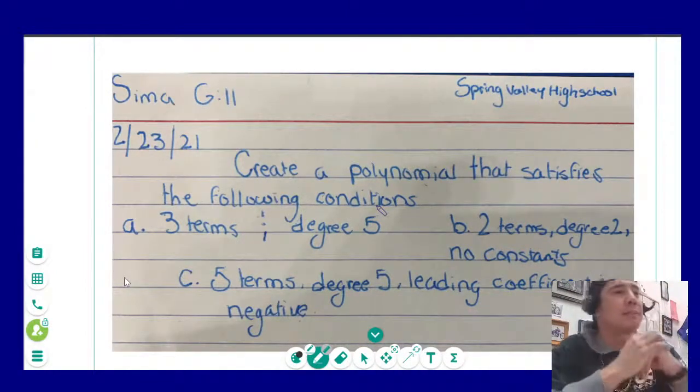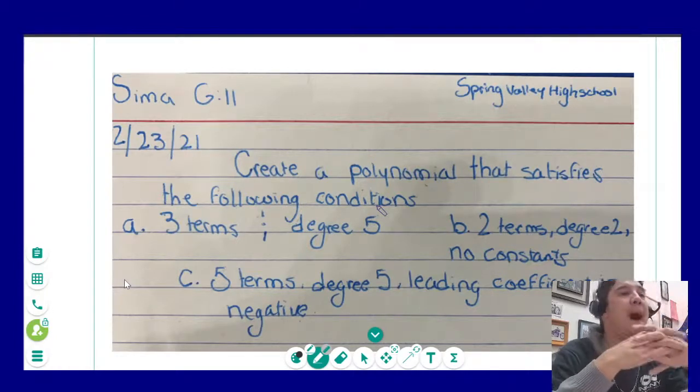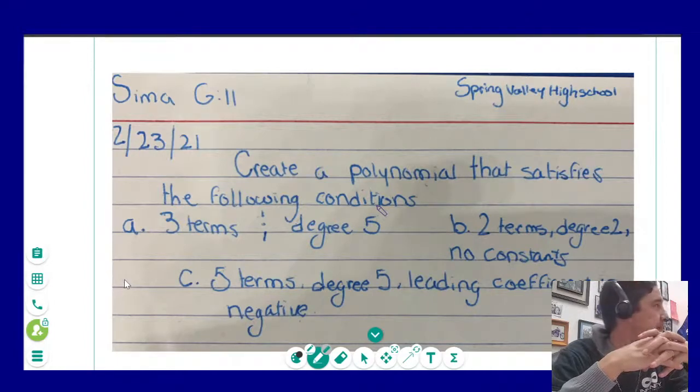This question was brought to us by Seema. She's in 11th grade, and she goes to Spring Valley High School. Yesterday, this was one of her homework problems. Create a polynomial that satisfies the following conditions. All right?